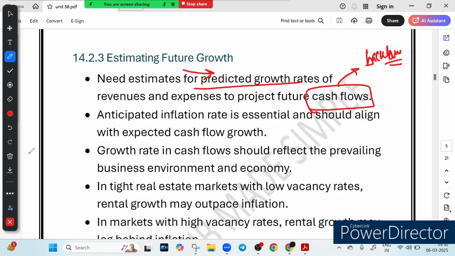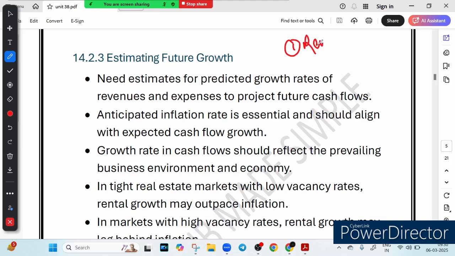We need to estimate the revenue growth, right? The first thing we need to estimate is, let me write down, the revenue growth, which means how fast the company's earnings will increase. Basically, what we are trying to estimate is the future growth. So for that we need to estimate revenue growth, which means how fast the company's earnings will increase.